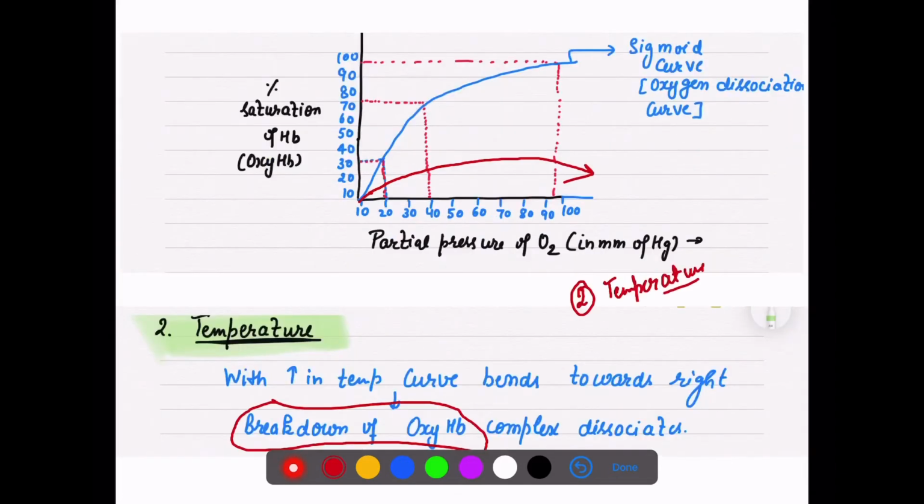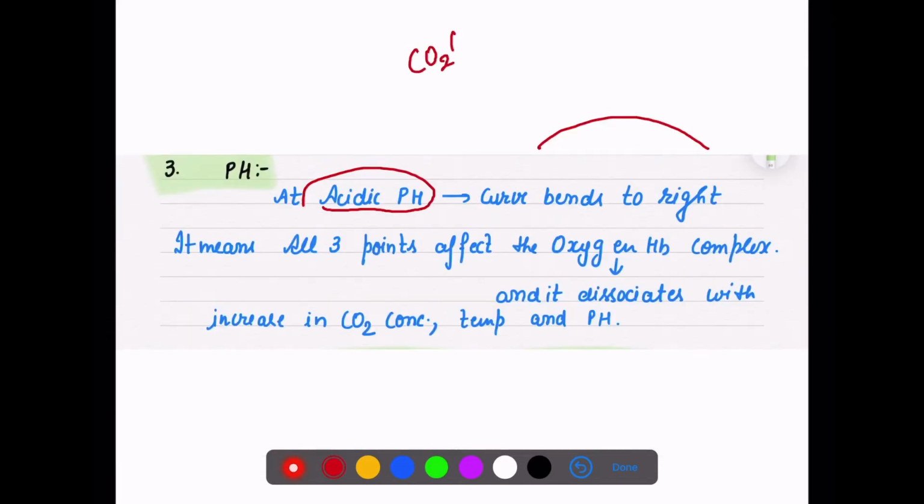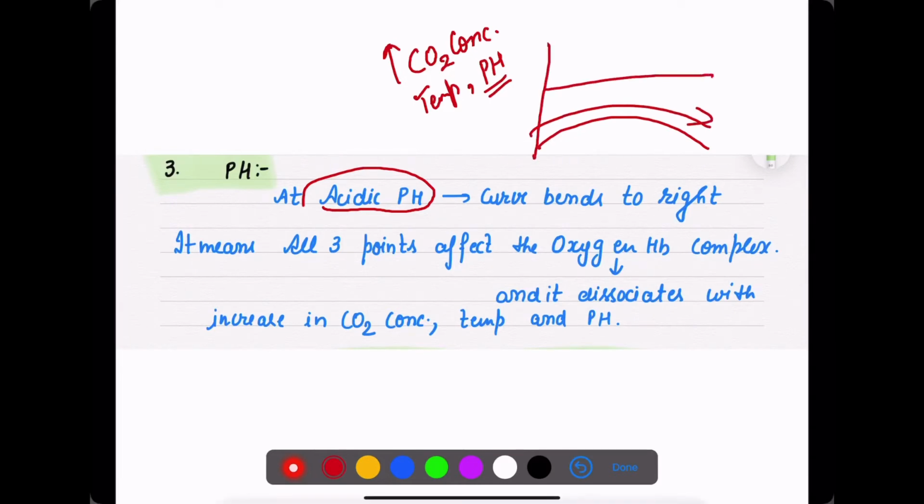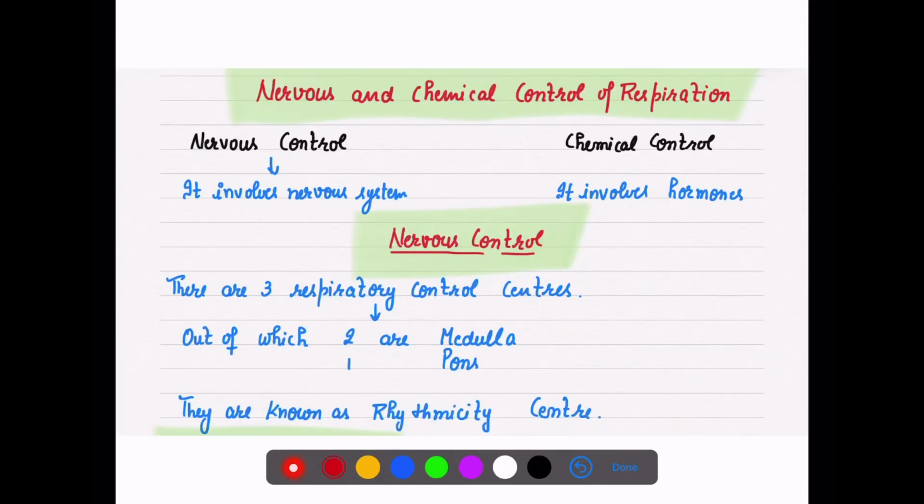So these three points: your CO2 concentration, a specific increase in CO2 concentration, not the normal one, temperature and pH. Due to them the curve will move towards the right, and there will be no binding of oxygen with the hemoglobin, or it will break down. So that is about the factors as well as the oxygen dissociation curve.